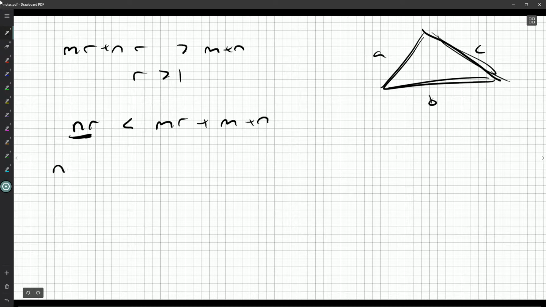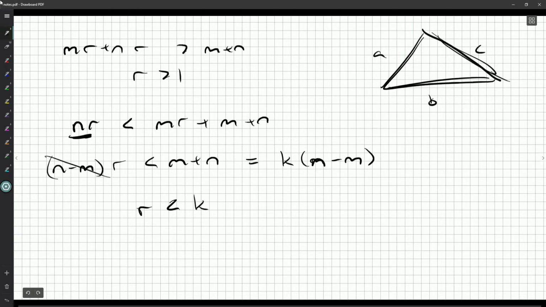And I guess I could bring the MR over to the other side, take out a factor of R. So that's definitely true. And M plus N is K times N minus M. So R has to be less than K, just dividing through on both sides. So R has to sit between 1 and K.